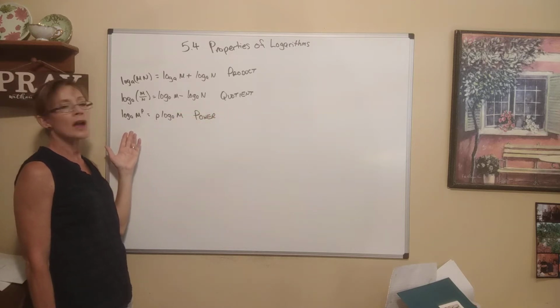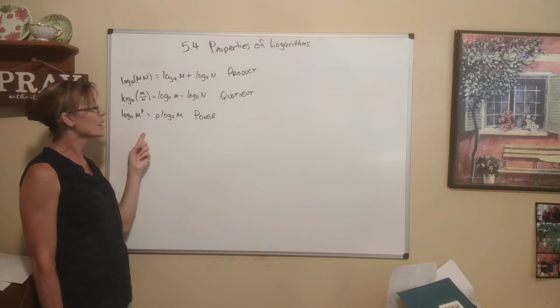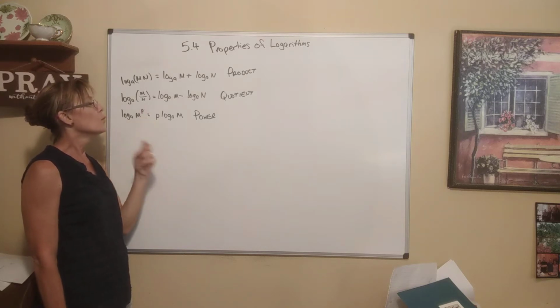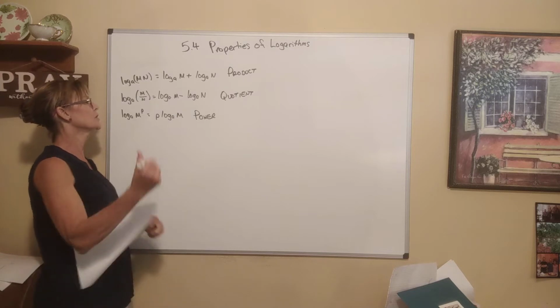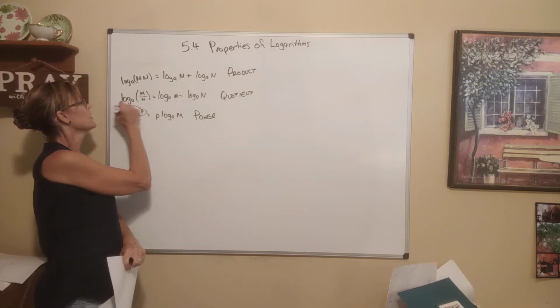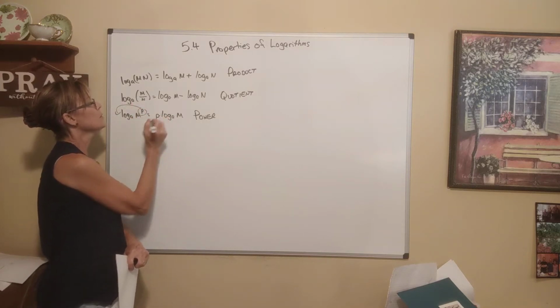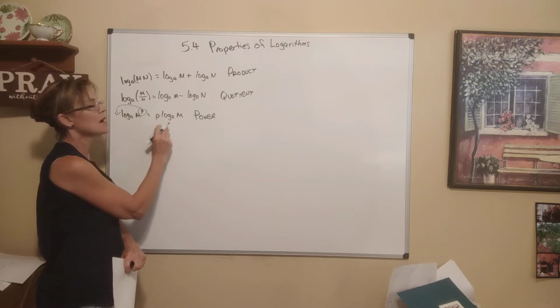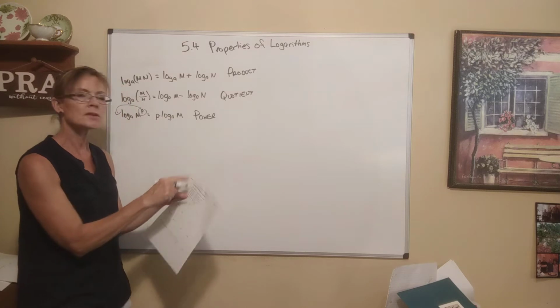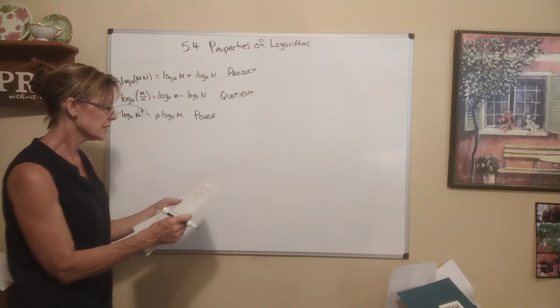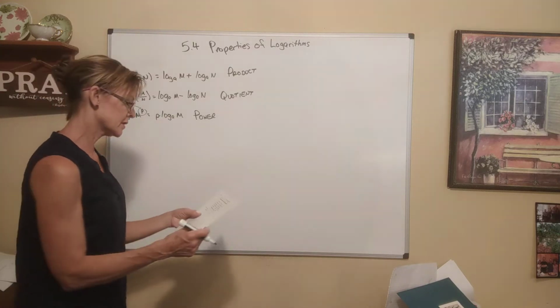And then also, if you have the log base a of m raised to some power p, what you can do is throw the power in front. You can take this little power and throw it in the front and it gets multiplied on there. This is equal to p times log base a of m. That's the power rule. And so these are lined out for you on your sheet. Let's just start down the exercises.